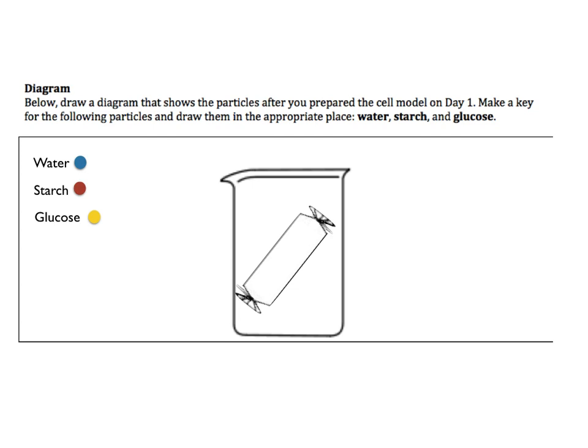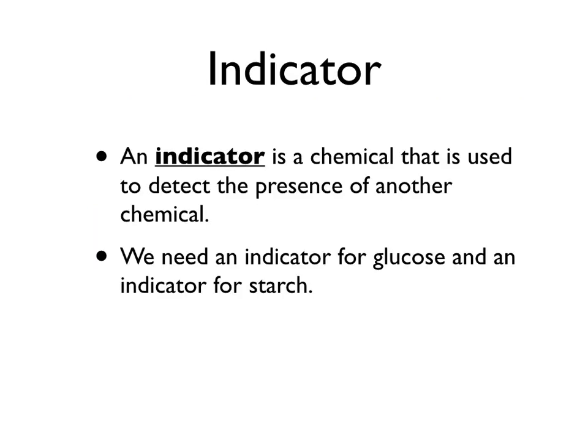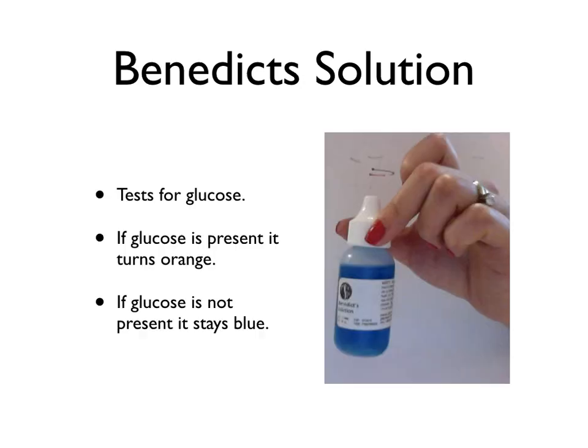The next day, or after 24 hours, we need to test this water to find out if starch or glucose diffused out. In order to test, we need something that's called an indicator. An indicator is a chemical that is used to detect the presence of another chemical. Therefore, we need an indicator for glucose and starch.